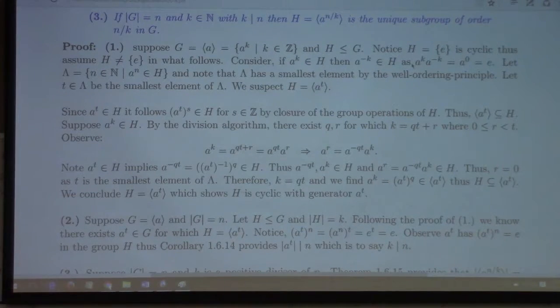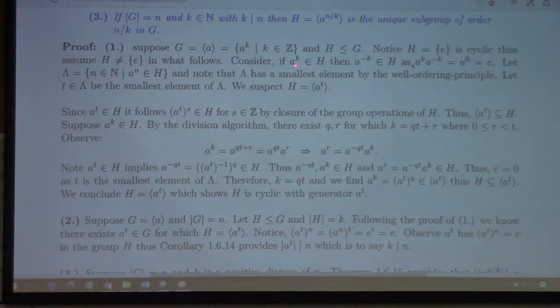So first of all, suppose you have a cyclic group, right? That means that everything in it is a to the power k. Since H equals e is cyclic, because that's a to the 0, fine, the identity subgroup is cyclic. So let's just suppose we're looking at a subgroup which is not the identity subgroup in what follows, to make it more interesting, all right?